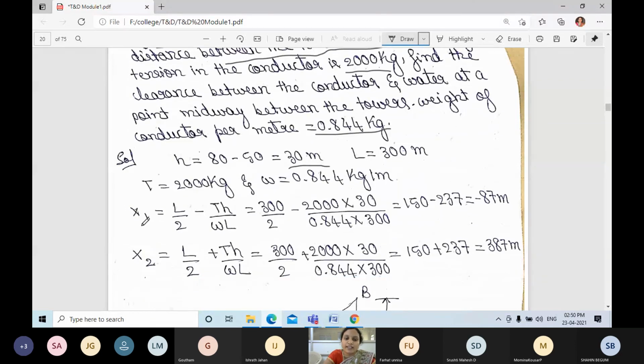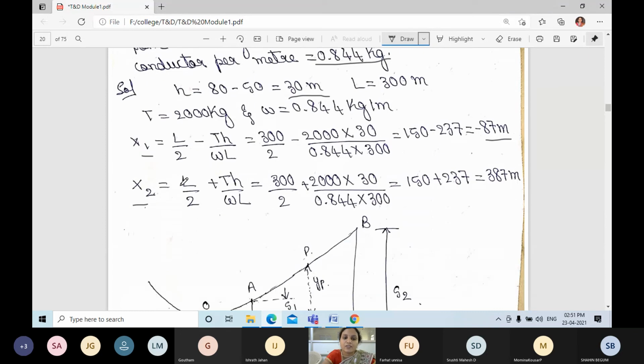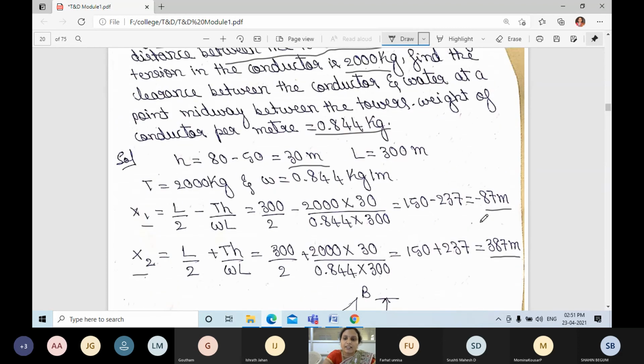We need to find out X1 and X2. X1 is equal to, there is a formula, L by 2 minus TH divided by omega L. Substitute and you will get the value, that is minus 87 meter. So X1 value you will get minus 87 meter. Next, X2 is equal to L by 2 plus TH divided by omega L. If you substitute and calculate, you will get 387 meter. X2 plus X1, you will get 300 meter.